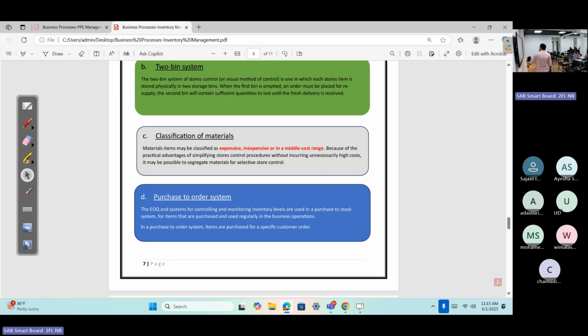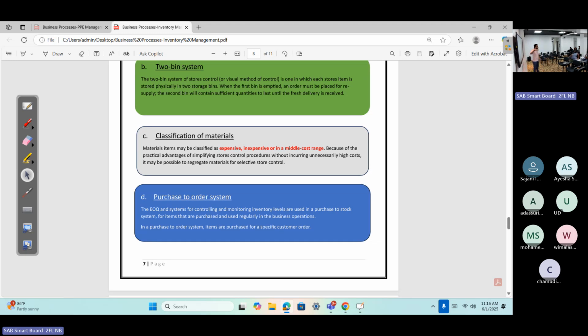And the final one, purchase to order system. They are not going to store any items. Once they get the order from their customers, based on that, they will order from their supplier. Just in time. So if they get 10 orders, they will calculate the raw materials required for those 10 orders, and only those they will purchase from their suppliers. They won't keep additional stocks in their stores. There are some pluses and minuses, but we are not going to discuss that to that extent.